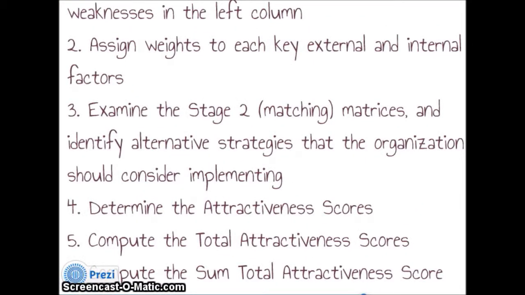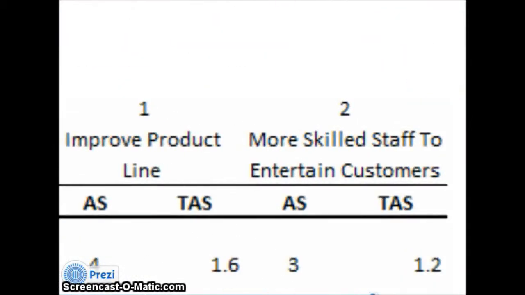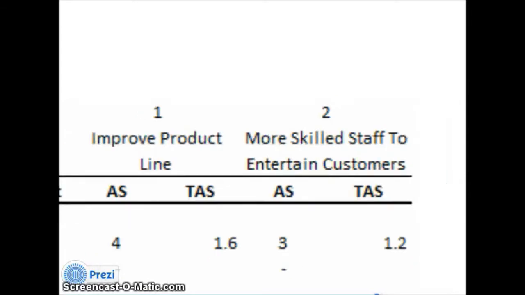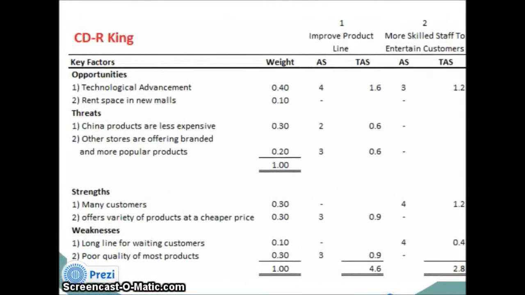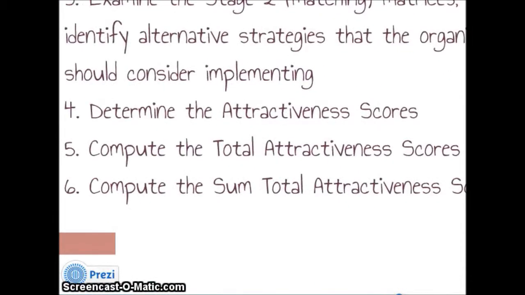Next, examine the stage 2 matching matrices and identify alternative strategies that the organization should consider implementing. So for this example, CDR King has 2 alternatives: one is to improve the product line and the other is to have more skilled staff to entertain customers. Next, determine the attractiveness scores. Now going back to the example, the scores of CDR King are from 1 to 4. 1 is not attractive, 2 being somewhat attractive, 3 reasonably attractive, and 4 highly attractive, and if the factor is not applicable to this strategy, we put a dash.